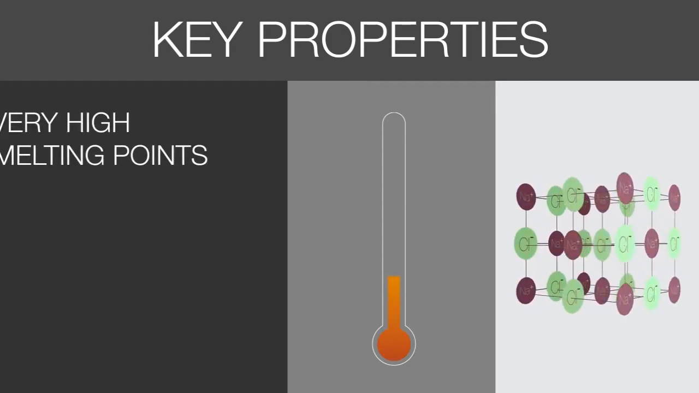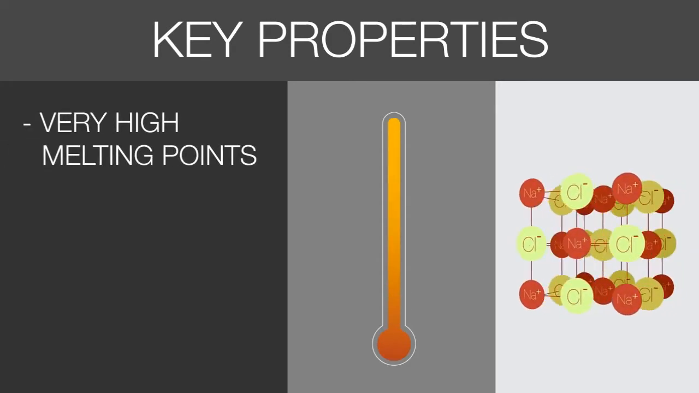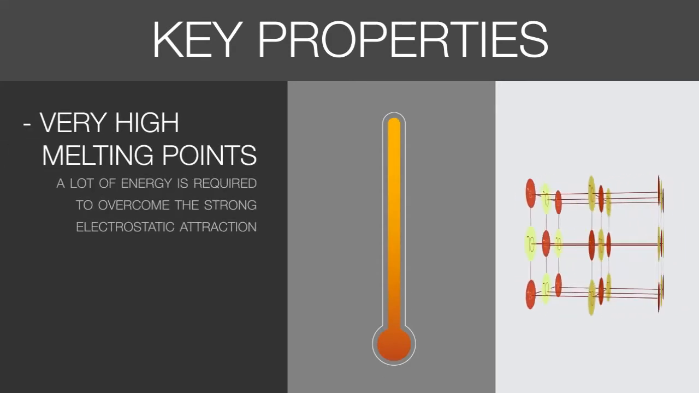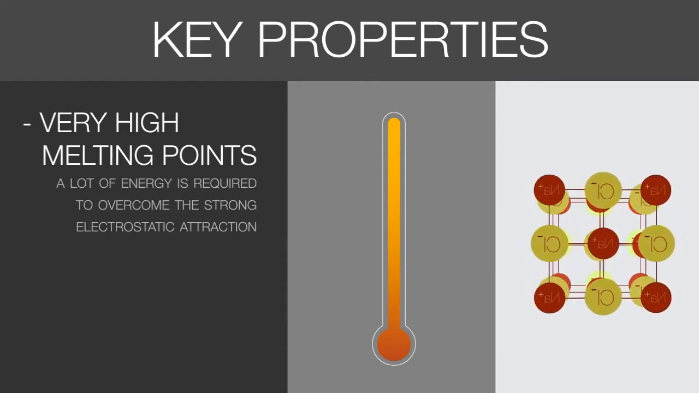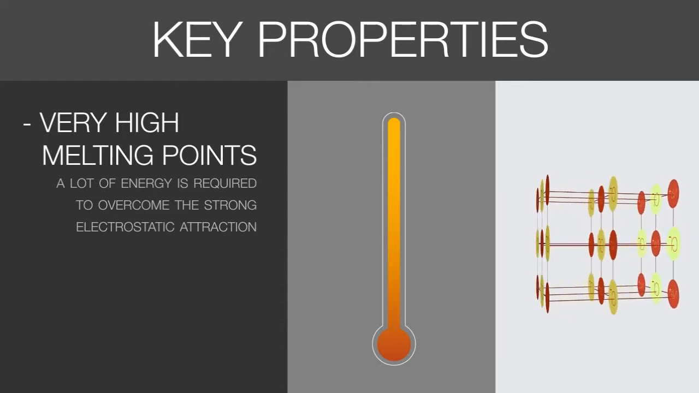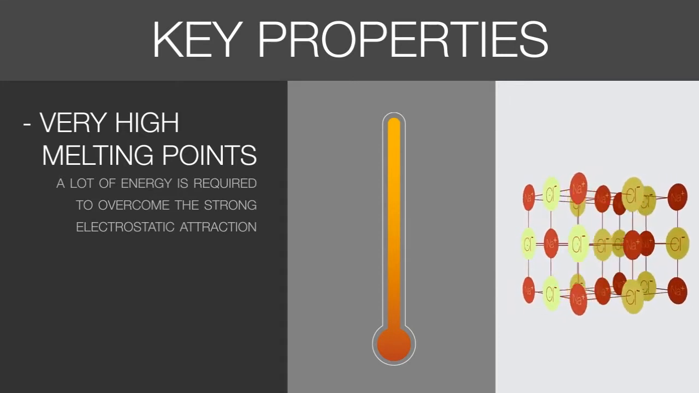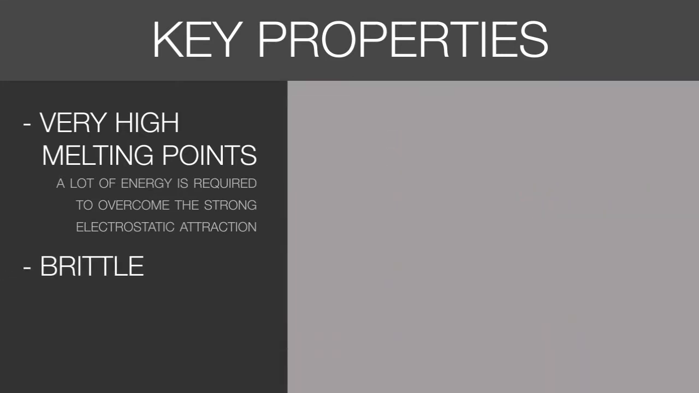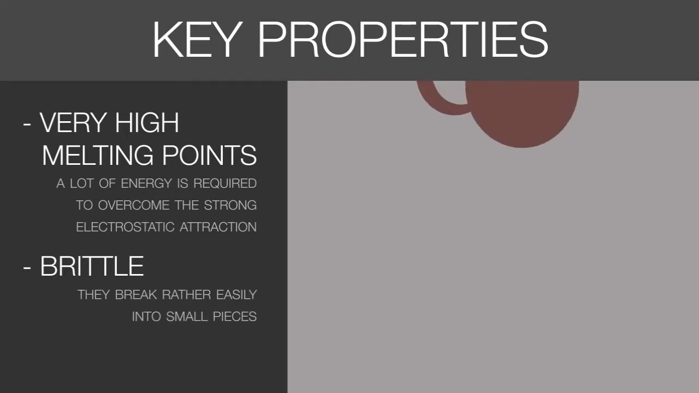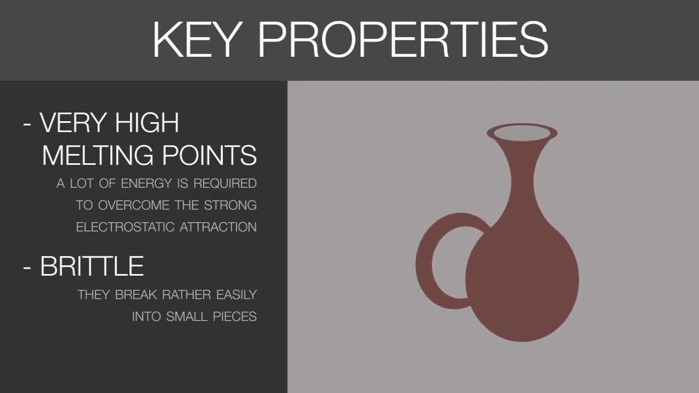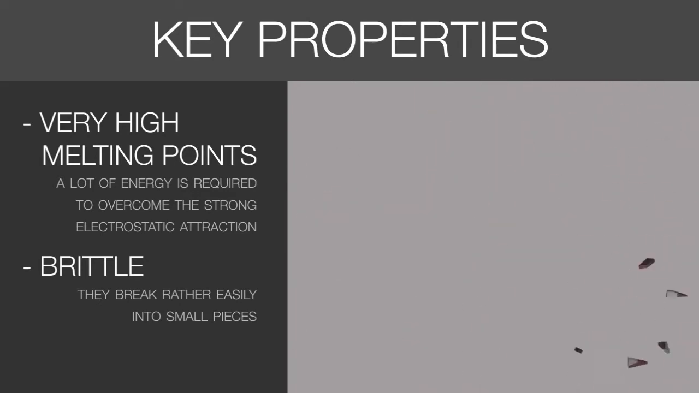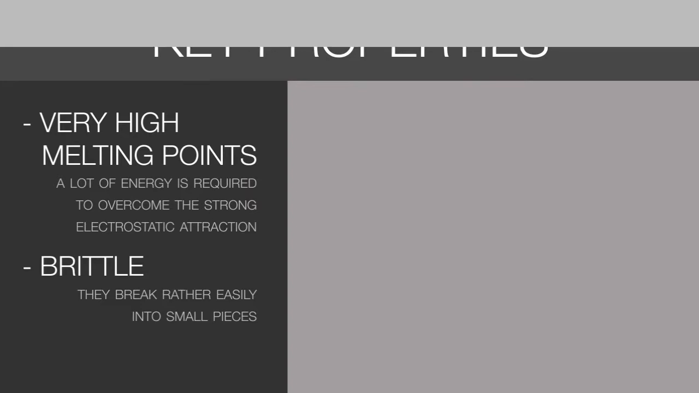Ionic compounds have very high melting points. This is because a lot of energy is required to overcome the strong electrostatic attractions holding the 3D lattice structure in place. Ionic compounds are also very brittle. This means that they break rather easily into small pieces. A ceramic flower vase is also brittle. If knocked over, chances are it will break into small pieces.